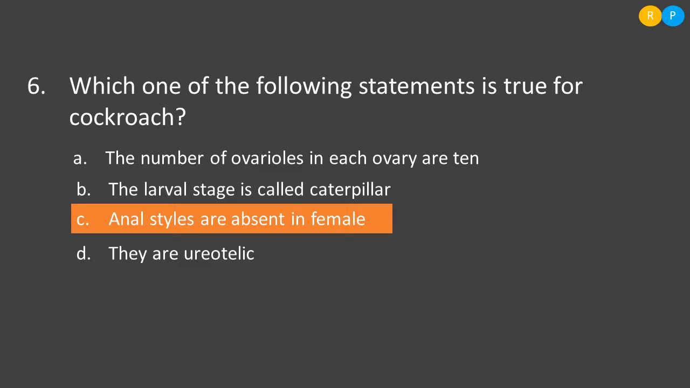Then option D, they are ureotelic. So the cockroach is not ureotelic, it is uricotelic. So the correct statement regarding the cockroach is option C, that is anal styles are absent in female. So the rest of the other options are wrong statements. So the correct one is option C.